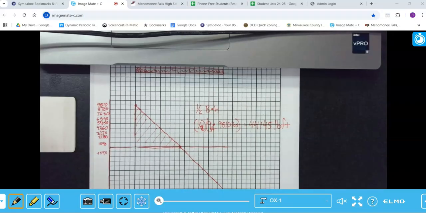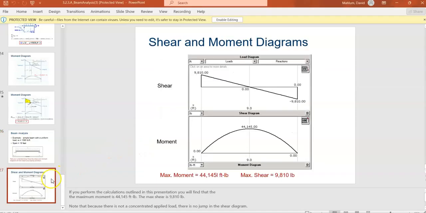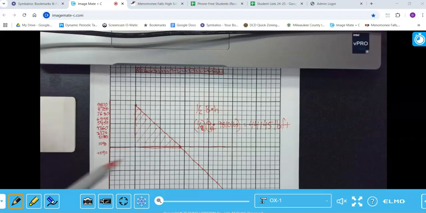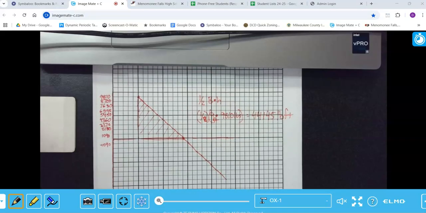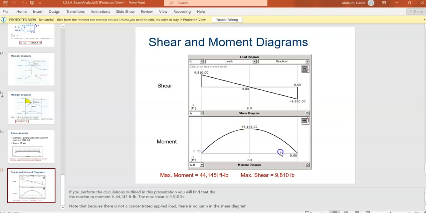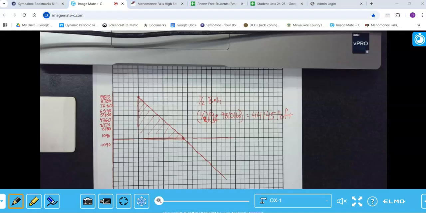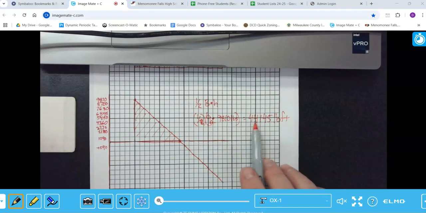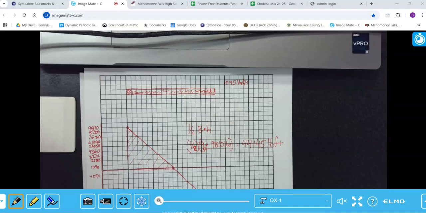pound-feet. Now, in the PowerPoint on the computer, if you go back and look at that, the next page does have the answers. There was my reaction at both sides, and this diagram happens to be the diagram that I have right here. And then the next diagram is showing you that max moment. The max moment I calculated as 44145, and on my paper, when I calculated the area under the curve, I have 44145. So this is the simple beam calculation.